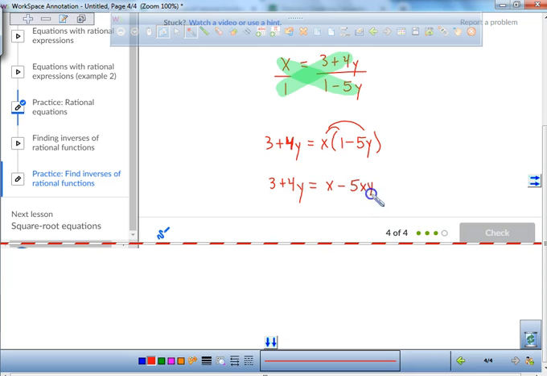I'm sorry, I just like things in alphabetical order. All right, if you wanted to put negative 5yx, fine. I'm not going to scold you. Somebody might, but I won't.